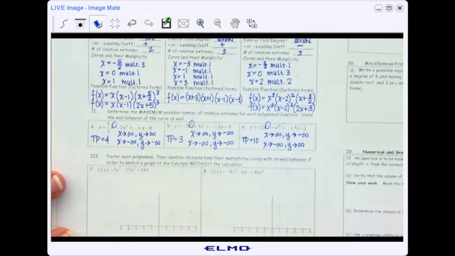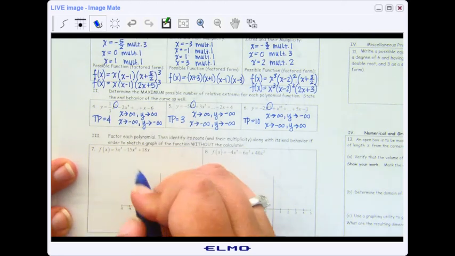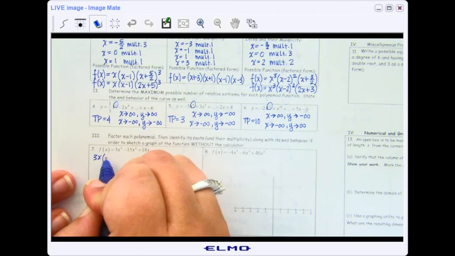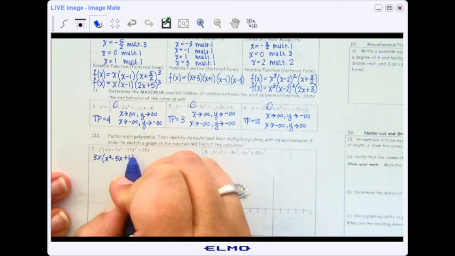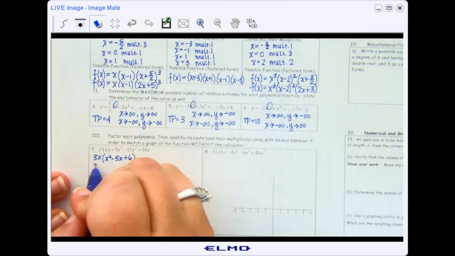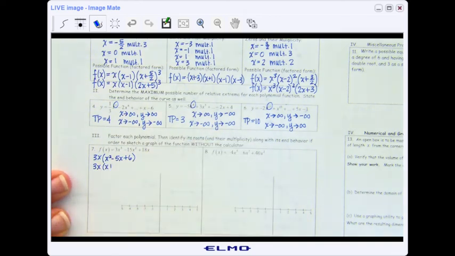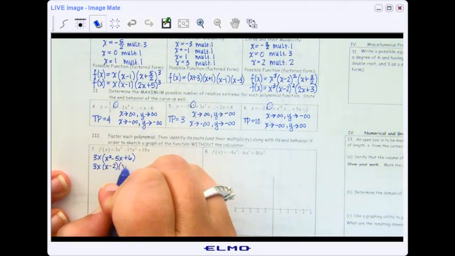In the next set of examples, you are going to factor the polynomial and then identify its roots and their multiplicities along with the end behavior in order to sketch the graph without the use of a calculator. So we're going to start by factoring out a 3x. So this is 3x times x squared minus 5x plus 6. So then this factors into 3x times x minus 2 times x minus 3.